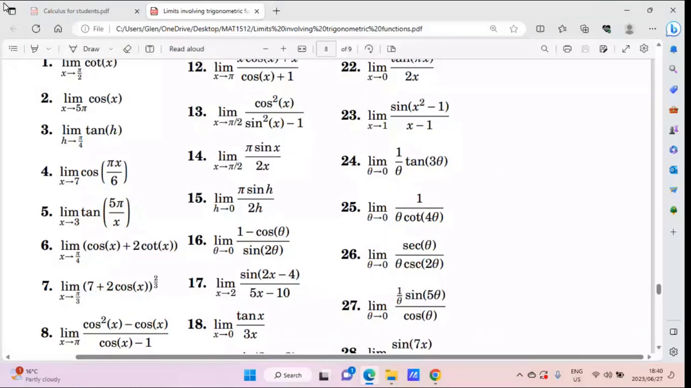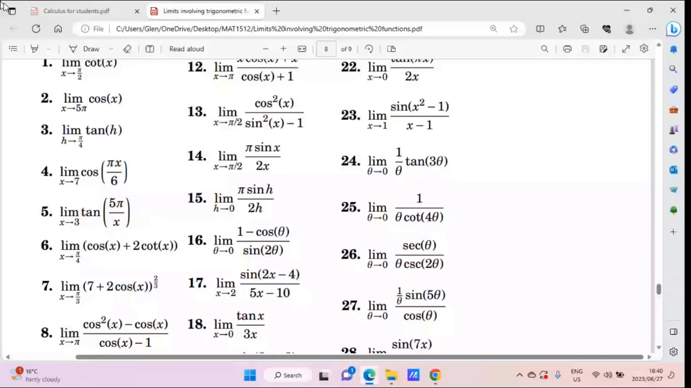Had you not misjudged that theta, what would your answer be? From what I can see, sir, it would have been 2/1, I believe. 2/1. Yes, sir. So 2. Okay. Thank you, brother.